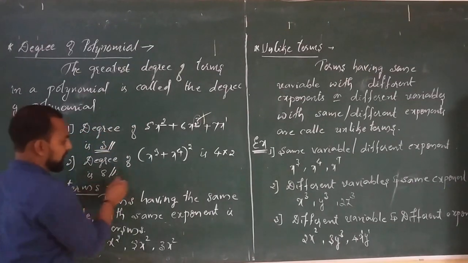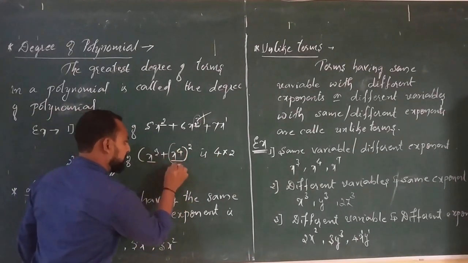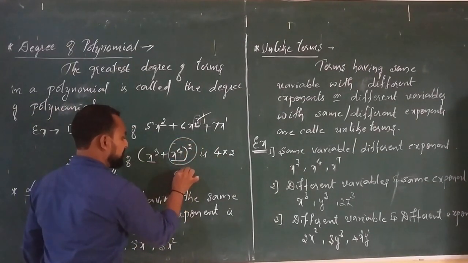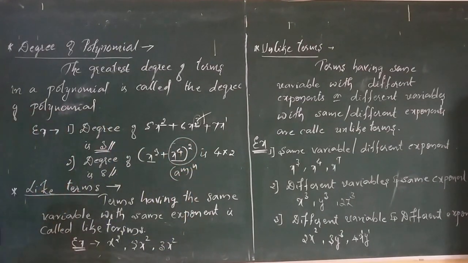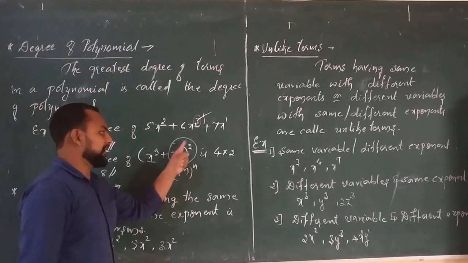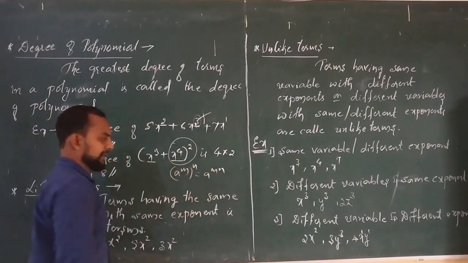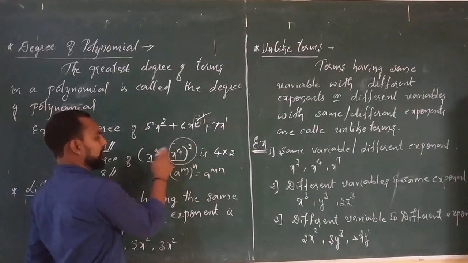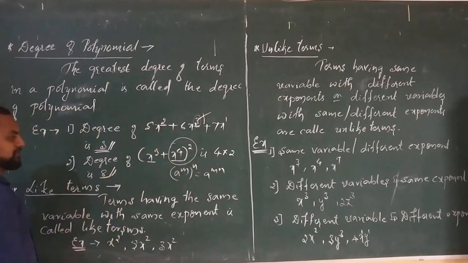Take another example: x cube plus x to the power 4, whole raised to 2. It means a raised to m raised to n, the laws of exponent. This is the third law of exponent: a raised to m raised to n means a raised to m into n. So 4 into 2 is 8, and 3 into 2 is 6. It means 8 is the degree of the polynomial, the highest power of the polynomial.